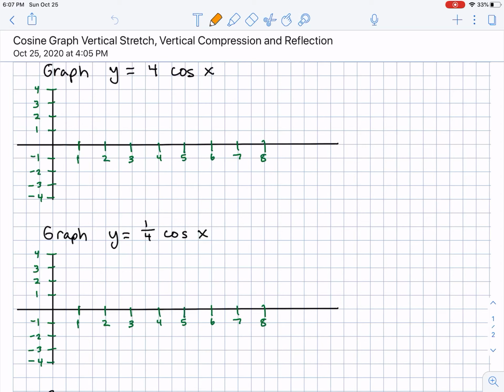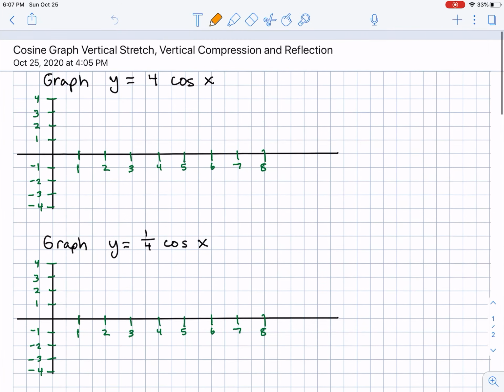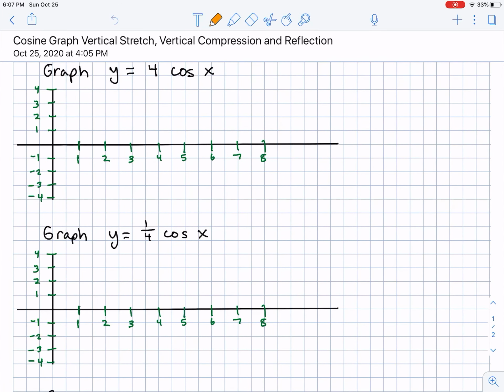So guys, this video is going to talk about the cosine graph and how to graph a vertical stretch, a vertical compression, and a reflection. I have three problems to do, and the first one deals with the vertical stretch of the cosine function. I'm going to go ahead and graph the cosine function just so you can see it.